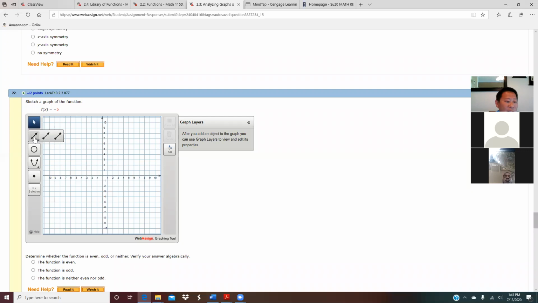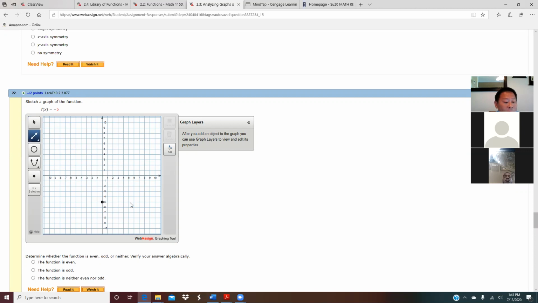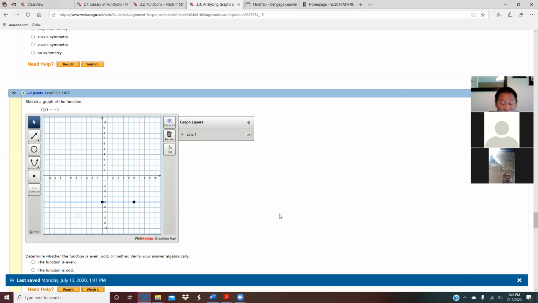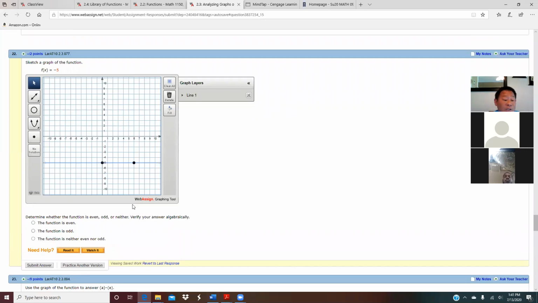First, choose the line. This is the ray. This is a line segment. This is a line. And then plot 2 points on the graph. So this is -5. I plot 1 point here and I plot a second point here. Once you plot the second point, the graph is automatically drawn for you. So you do not need to do anything. And that's how you do the graph.